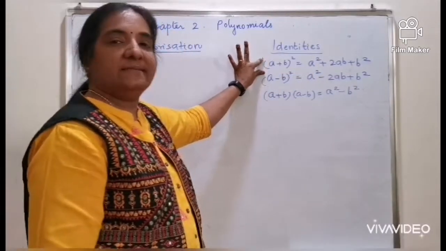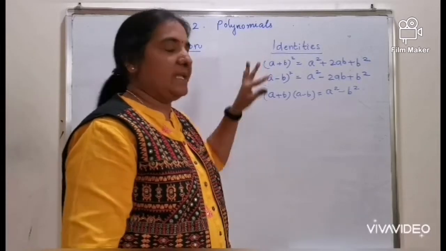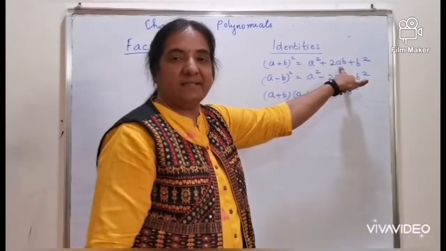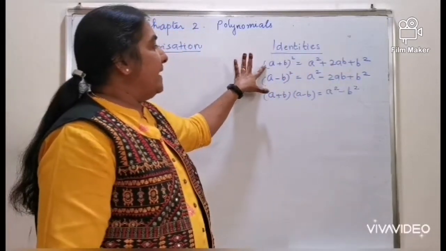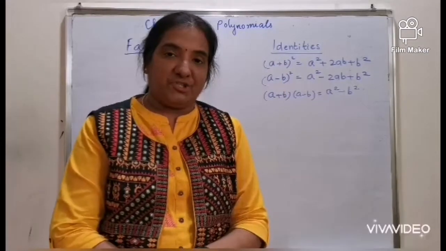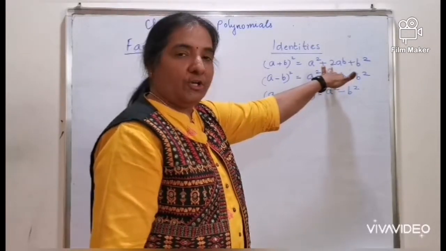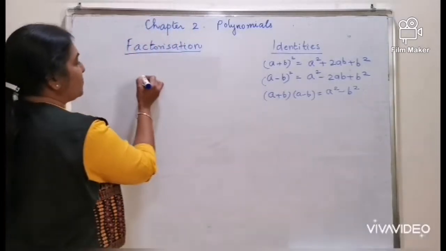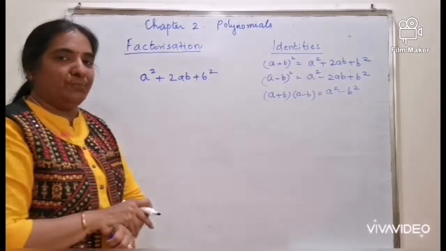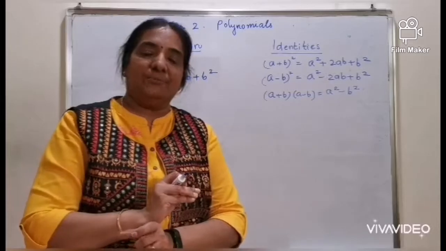When you expand (a plus b) whole square, or when you expand it as (a plus b) into (a plus b), you are getting the right side answer. So, (a plus b) whole square becoming a square plus 2ab plus b square is an expansion. Whereas, if the answer a square plus 2ab plus b square is given to you, how do you get the factors as a and b?